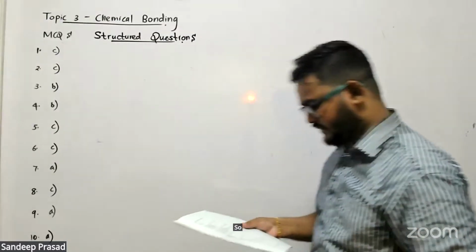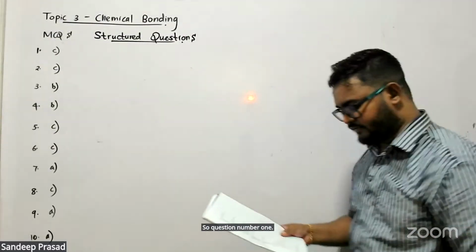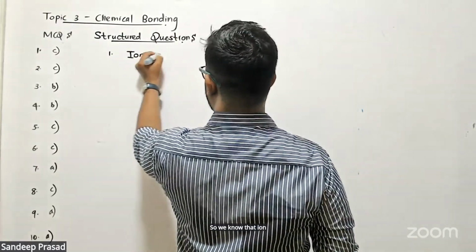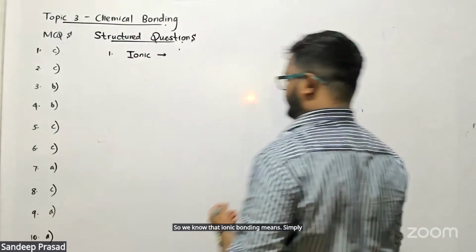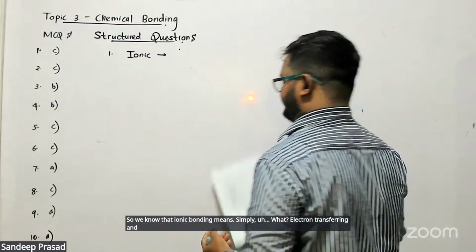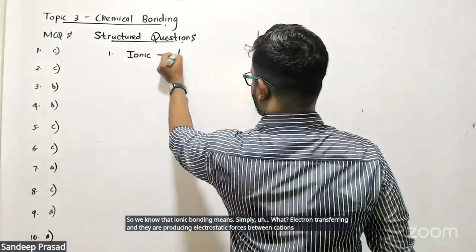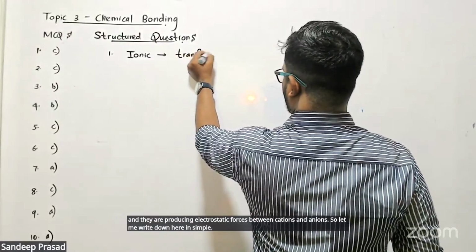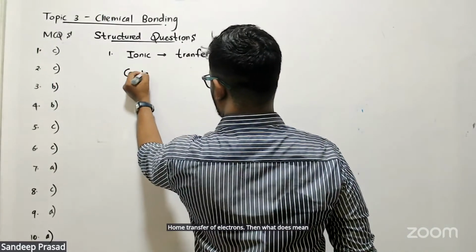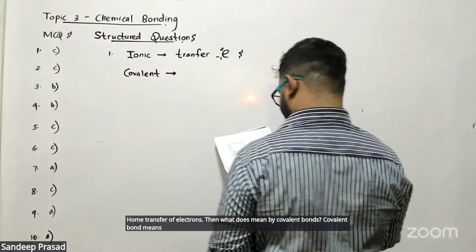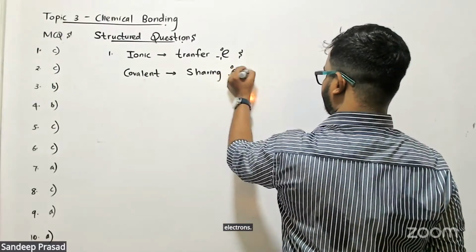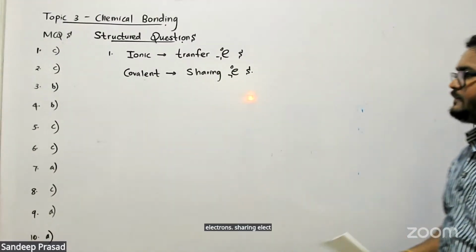So, question number 1, define ionic and covalent bonding. It's very easy. So we know that ionic bonding means simply what? Electron transferring, and they are producing electrostatic forces between cations and anions. So let me write down here in simple form, transfer of electrons. Then what does covalent bond mean? Covalent bond means sharing electrons. So therefore we can say here, sharing electrons. Okay.